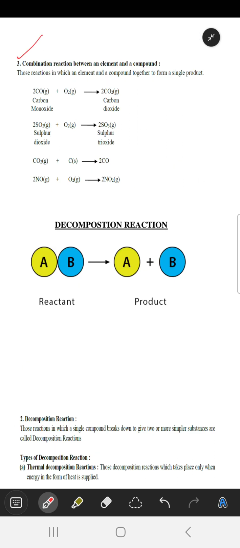The next type we have is the combination between an element and a compound. In this combination reaction we are taking one compound and one element. When one compound and one element combine to form a single product, it is called a combination between an element and a compound. Let us take one example. When carbon monoxide reacts with oxygen, what we get is carbon dioxide as a single product.